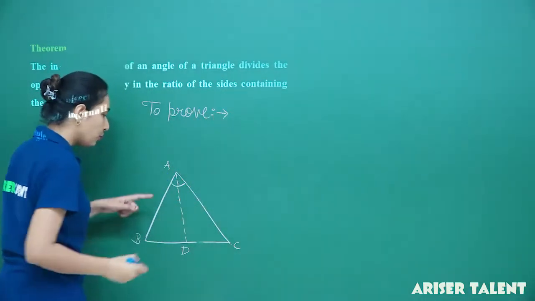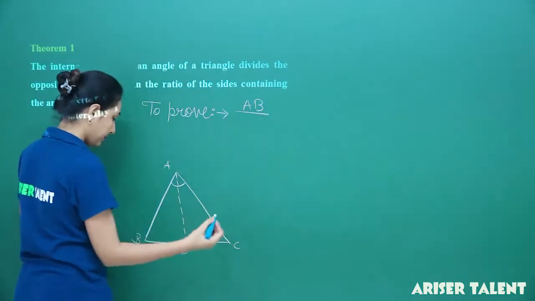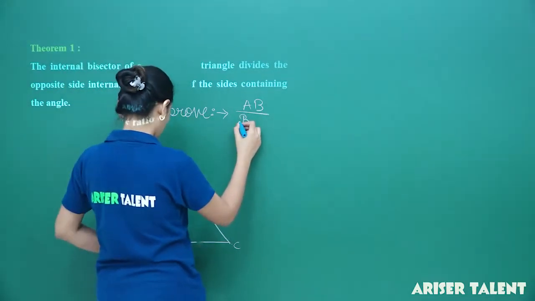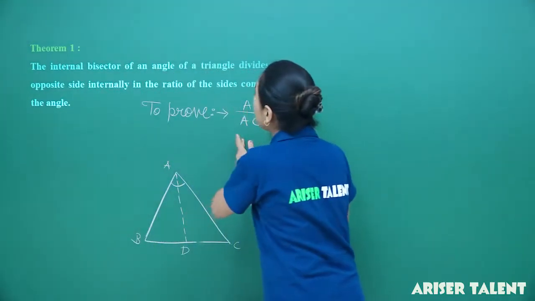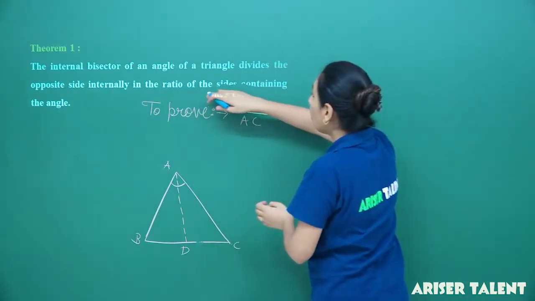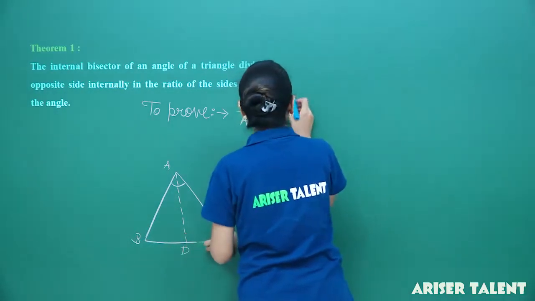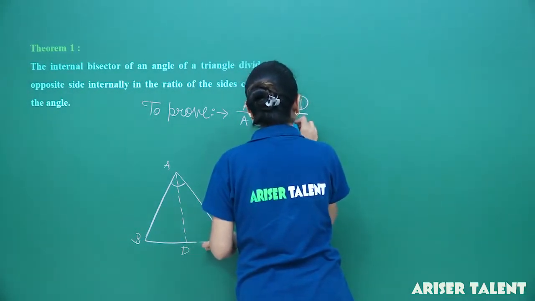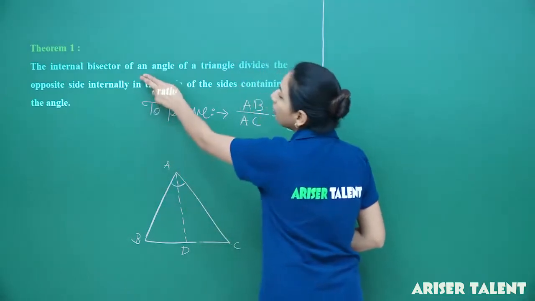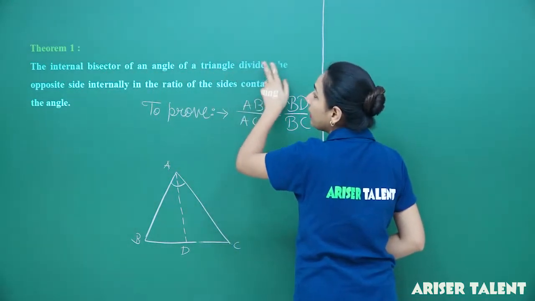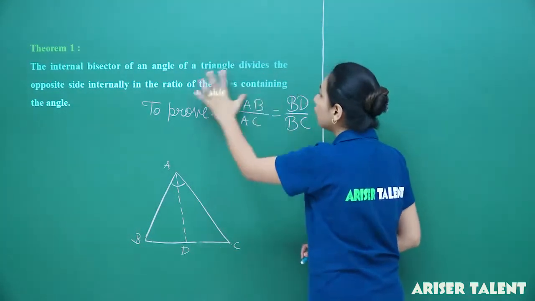In this figure we have to prove that AB by AC, the ratio of the sides containing the angle, is equal to BD by DC. Now, BD and DC are what? The internal bisector of an angle of a triangle divides the opposite side. So, it is dividing the opposite side, and we have to prove this.